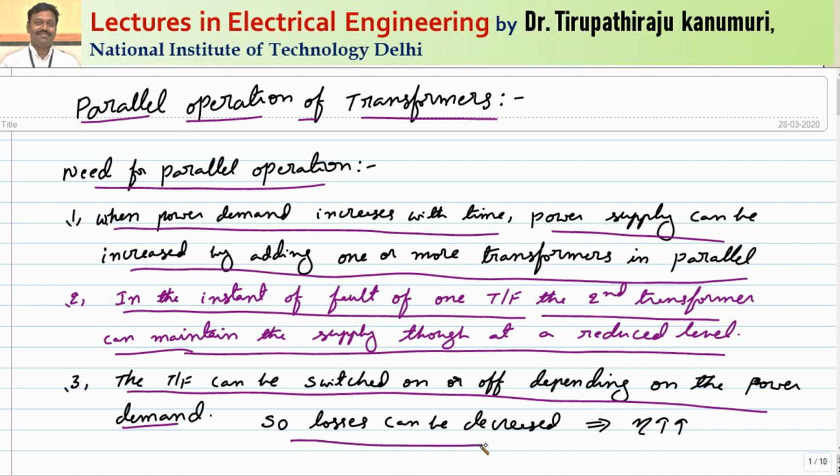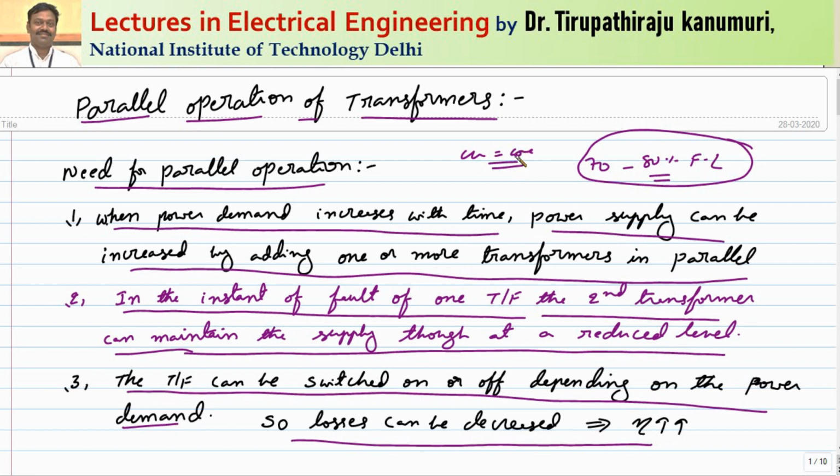The transformers can be switched on or off depending on the power demand, so that the losses can be decreased, because distribution transformers are designed to operate between 70 to 80% of the full load. If it is operated around this load, the copper losses will be equal to the core losses, so overall the losses will be minimum. If the transformer is operated at less than this load or more than this load, then automatically the efficiency will fall or the losses will increase.